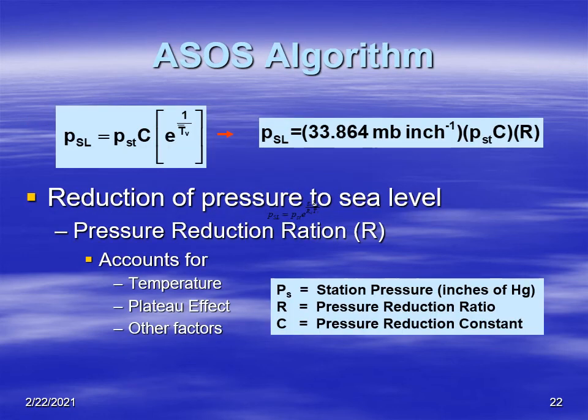This is the algorithm the ASOS machine uses to calculate sea level pressure. It takes the station pressure, multiplies it by the pressure reduction constant. We talked about that constant already. And then multiply that by R, and R is the pressure reduction ratio. And that's what accounts for temperature, plateau effect, and other factors. And then finally, multiply it by 33.864 because the pressure transducer reports pressure in inches of mercury, and that needs to be converted to millibars.